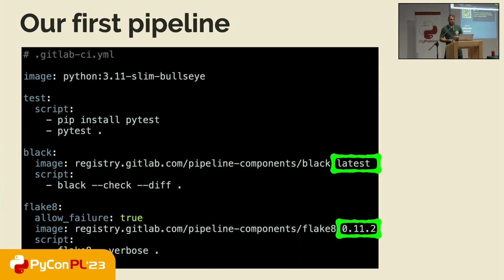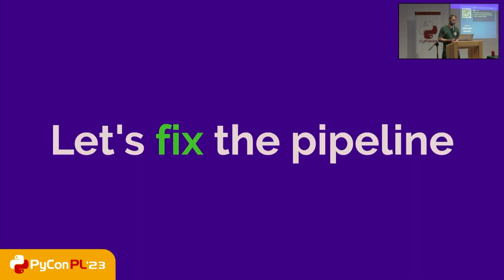We can also select whether we want to use the latest version of a given Docker image or a specific version. Here I'm using the latest version for Black and a specific version for Flake8, again only for illustration purposes. Normally, I would always use a specific version because, just like with dependency pinning in your project, this gives you much better control over which version of a given package you are actually using.